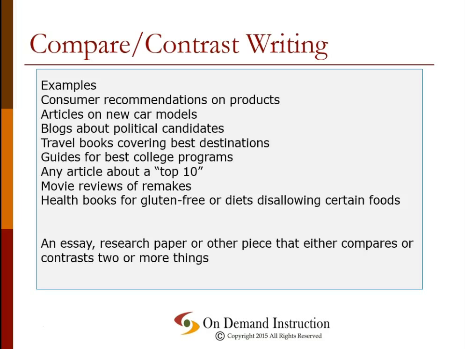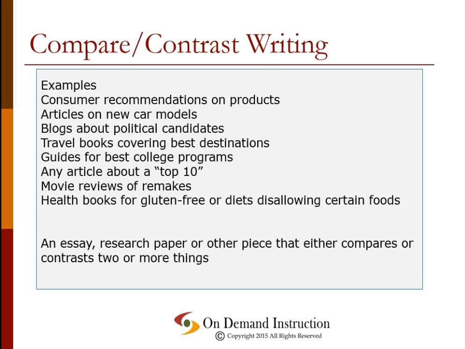Blogs or articles about political candidates are typically contrast because they're trying to show differences. They're trying to show how each candidate stands out from the others. Travel books that are covering best destinations are often comparison. You may find a book or an article about the 10 best places to take your kids camping. That's a comparison article. It's showing the 10 places that are most similar, great places to go camping with kids.